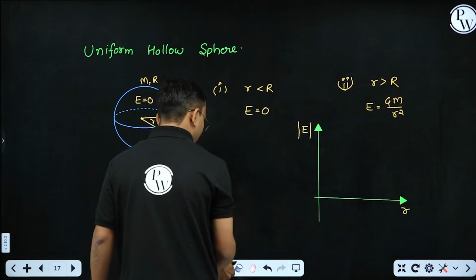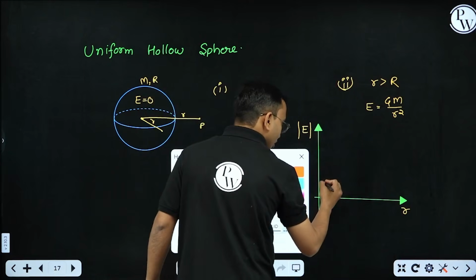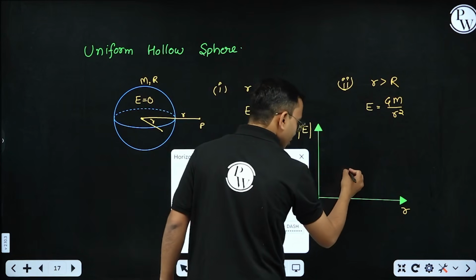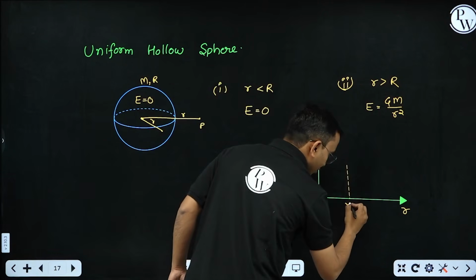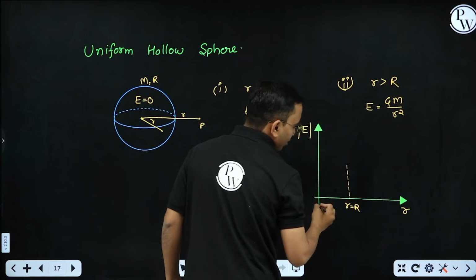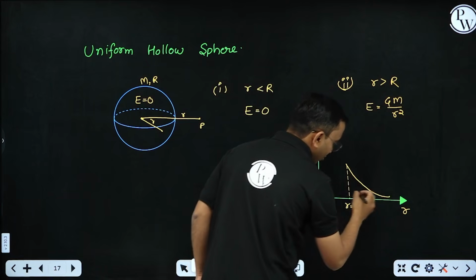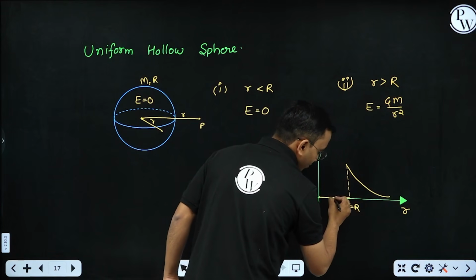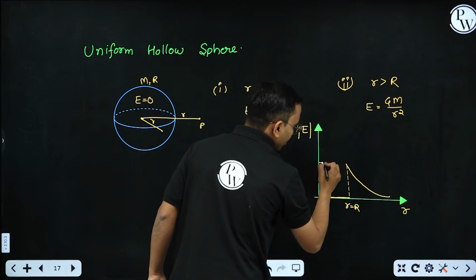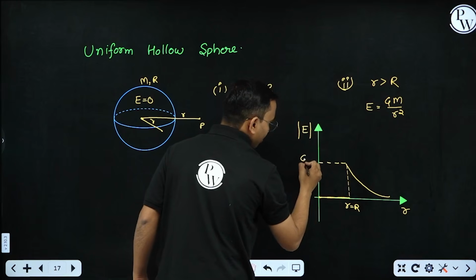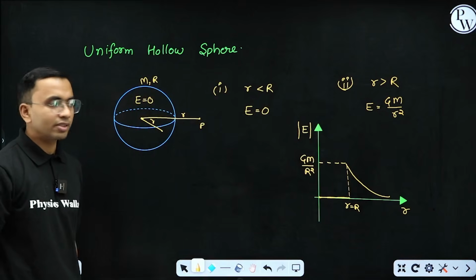So till r is equal to R, it is 0. After that, it is a 1 by r square relation. So it will go like this. Before that, it is 0. And how much is this? This is Gm divided by R square, the field at the surface of this sphere.